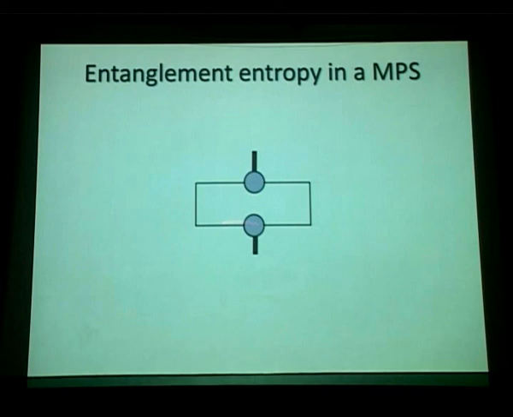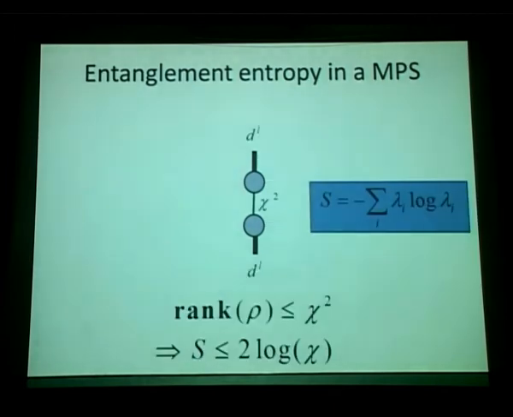Each of these bent indices here takes chi number of values. They're just the internal indices of the MPS. And now I'm going to straighten them out and join them into a single index, which will take chi square values now. So what I have in the end is a decomposition of my reduced density matrix into two pieces, where the intermediate index takes chi square values and the external index takes d to the L values.